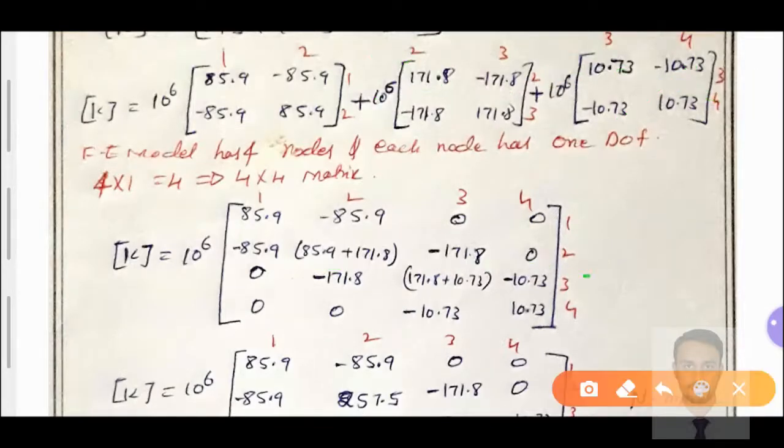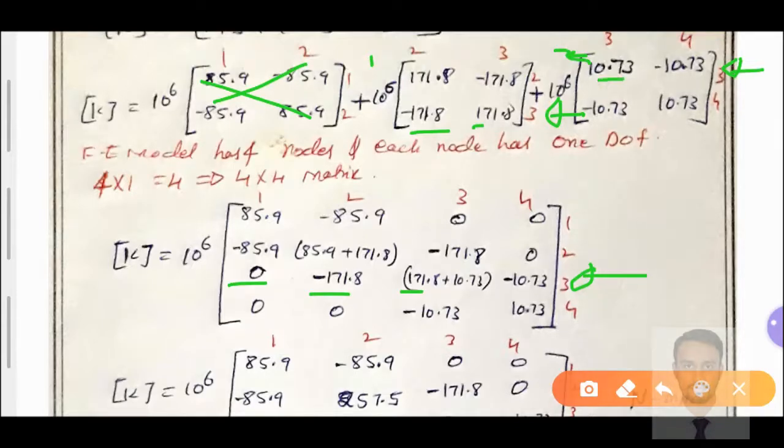Similarly, we go for the third row, first, second, third and fourth column values. How are we getting the third row, first column value? Search it: in the first elemental stiffness matrix we don't have any third row, but in the second and third elemental stiffness matrices we have a third row. The third row, first column we don't have in the second element, so it equals 0. The third row, second column is minus 171.8. Copy it as it is, but we don't have any value for the second column in the third matrix.